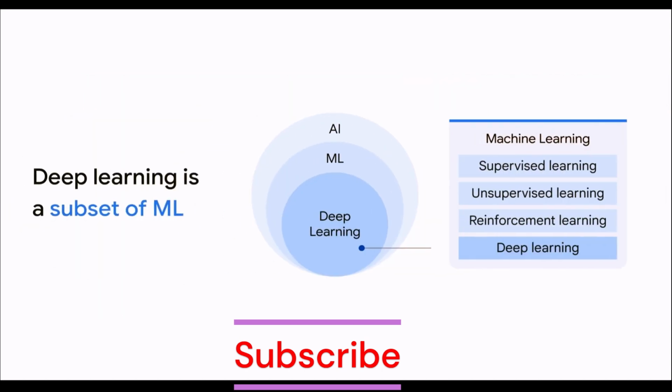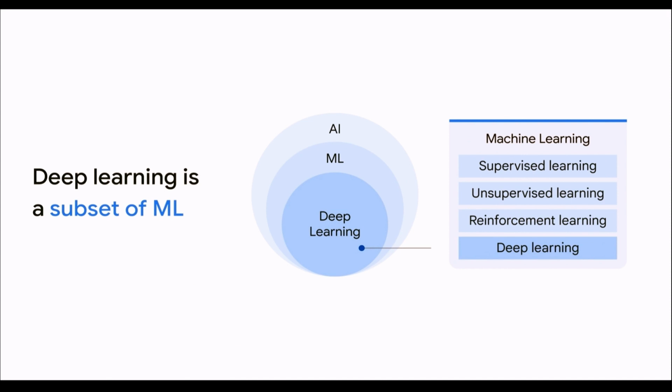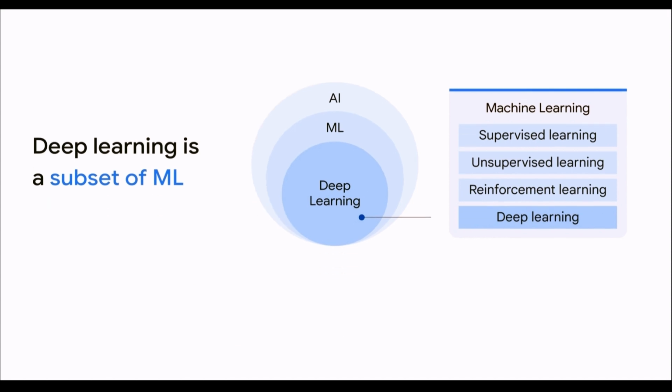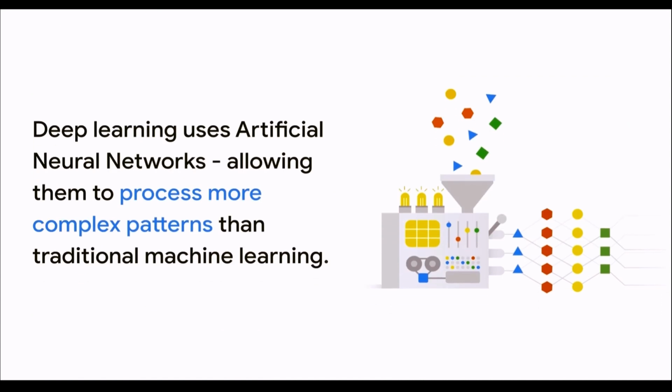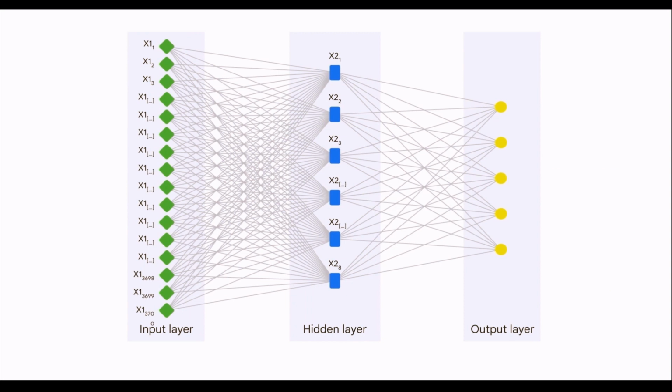Now that we've explored the difference between artificial intelligence and machine learning, and supervised and unsupervised learning, let's briefly explore where deep learning fits as a subset of machine learning methods. While machine learning is a broad field that encompasses many different techniques, deep learning is a type of machine learning that uses artificial neural networks, allowing them to process more complex patterns than machine learning.